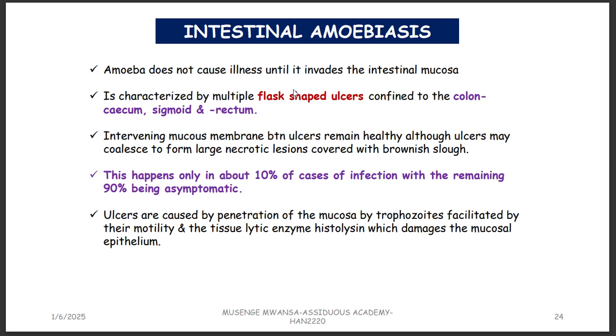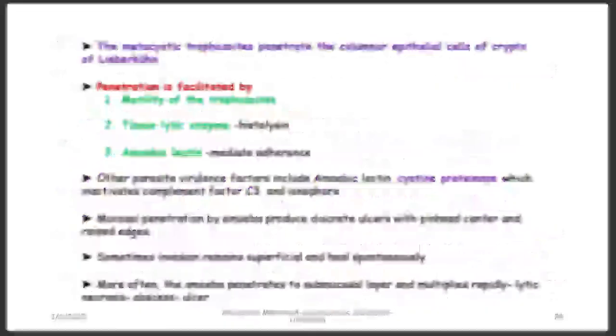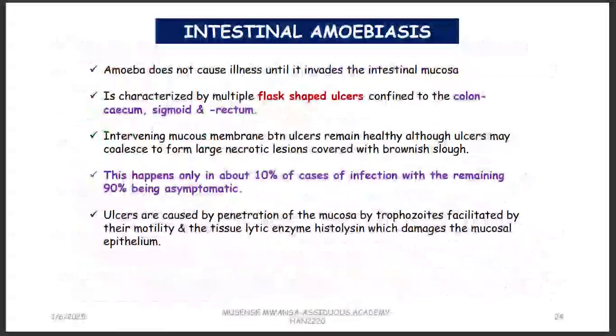So the ulcers that they form are termed flask shaped ulcers. That is because of the appearance of the ulcer. It looks like a flask. This parasite will literally penetrate the GIT and make a hole, especially on the junction between the sigmoid and the rectum, or the colon and the cecum. This is going to happen in 10% of cases of infection. 90% of the cases are normally asymptomatic.